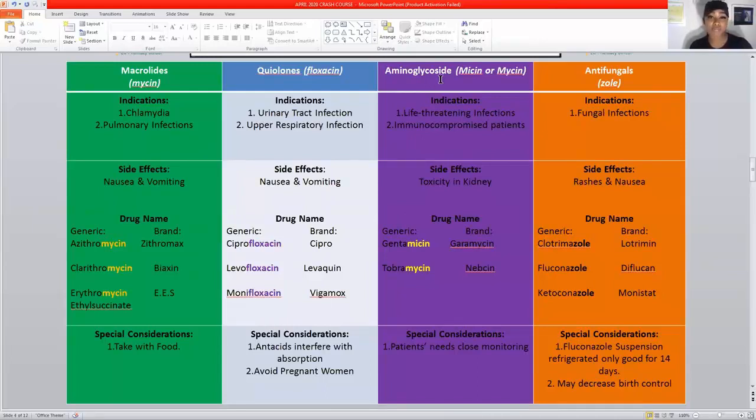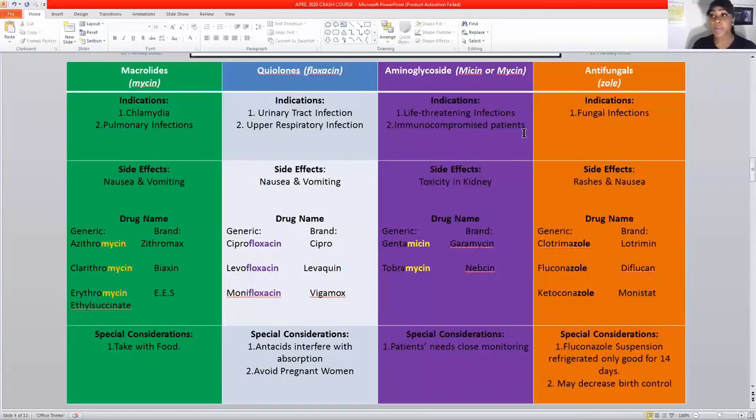Aminoglycosides. Yes, I said that right. Aminoglycosides. The word stem is mycin, M-Y-C-I-N. Indications, life-threatening infections. Oh my God, life-threatening. Side effects, immunocompromised patients too. The side effects here is toxicity in the kidney.